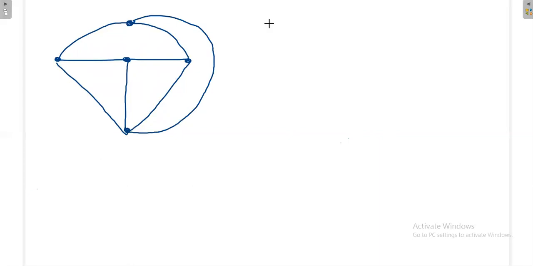First, how many nodes are there? There are 5 nodes. How many branches are there? 5, 6, 7, 8. 8 branches are there. Whenever this type of question is given, we know 2 formulas: the number of independent loops, and the number of independent nodal equations. What is the formula for the number of independent nodal equations? Anybody?